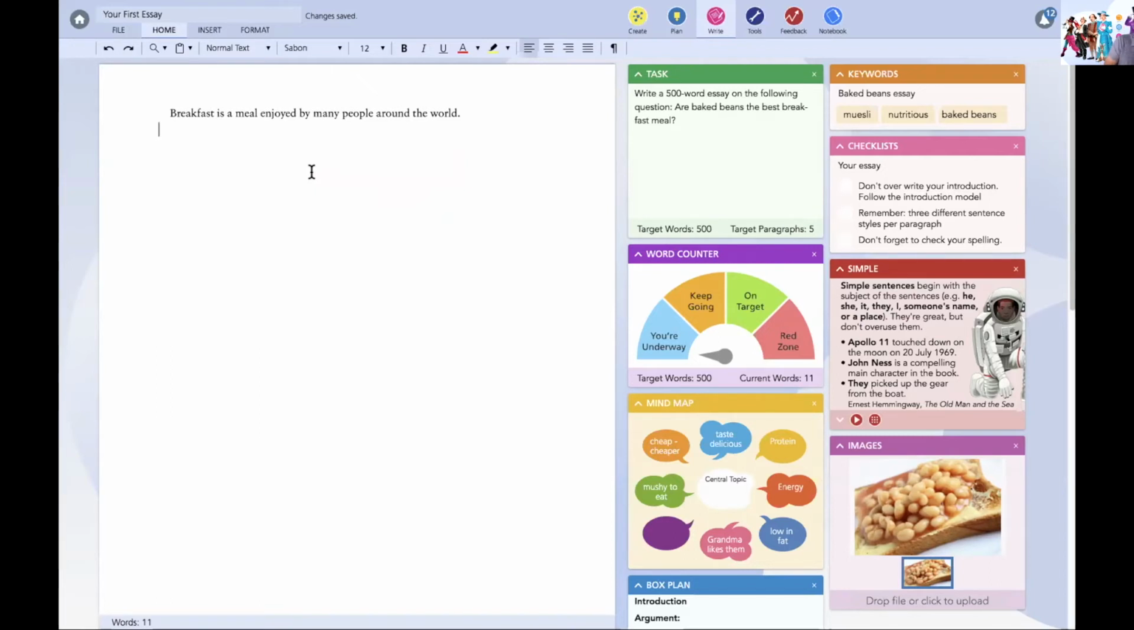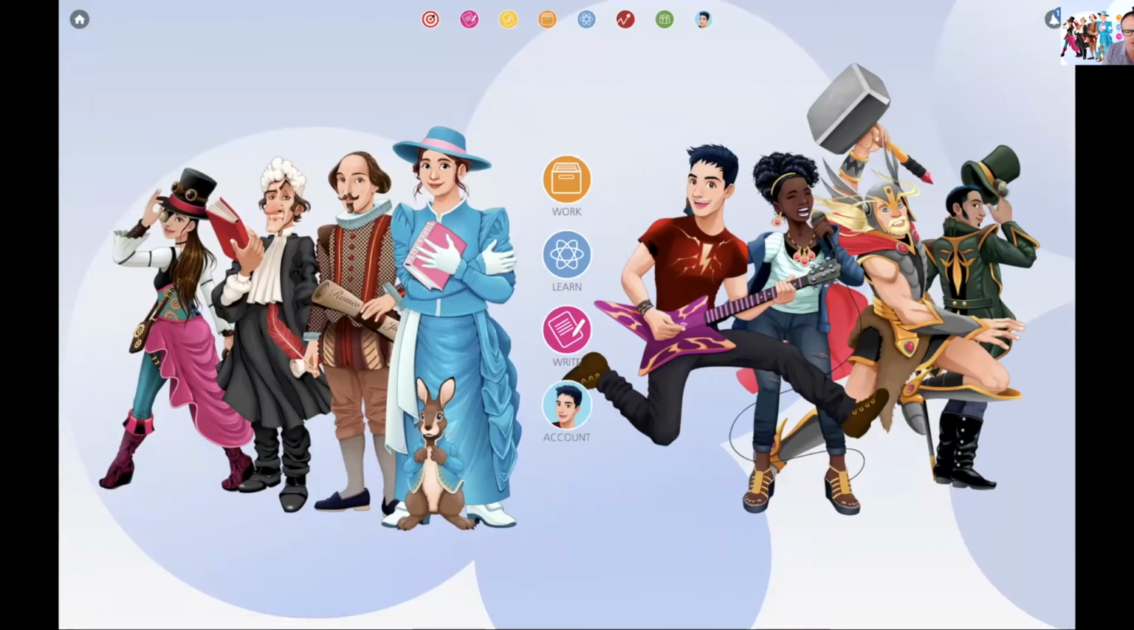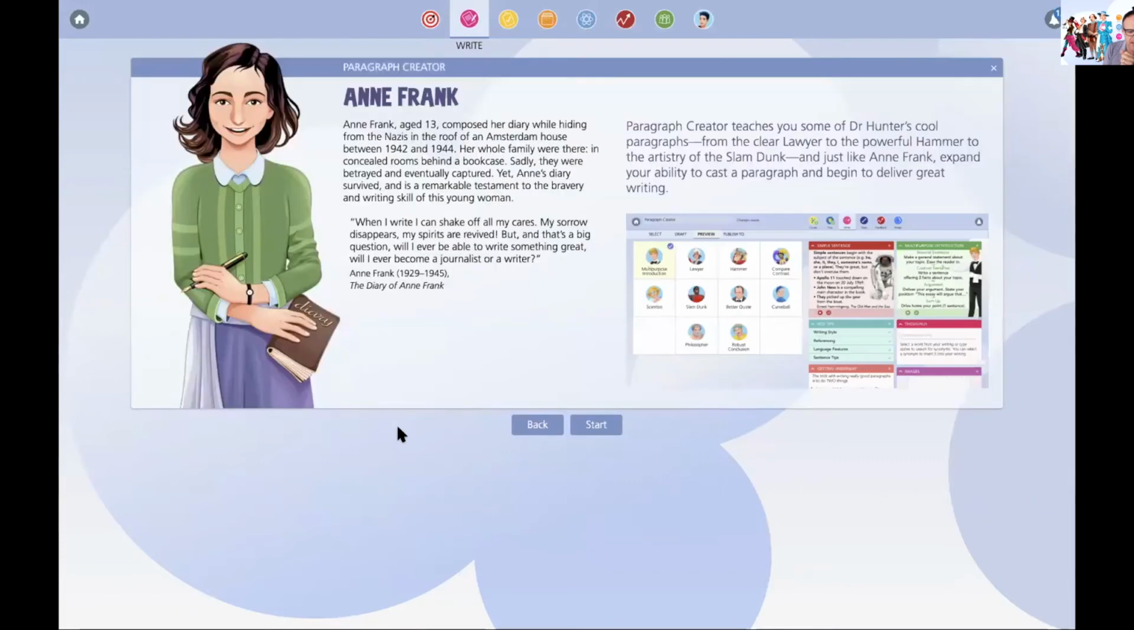Well, let's do that. What I want to suggest to you is that Boris could go back to Home, Main Dashboard, into Write, and then into Paragraph Creator. Anytime you want to have a little read about why we picked Anne Frank in particular to be the guardian of paragraph design, click on the information symbol.